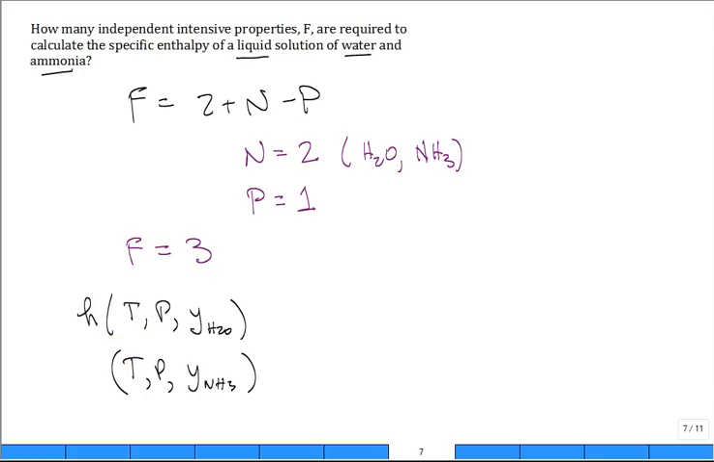It could be something like temperature, entropy, comma, mole fraction of H2O. Whatever the two independent properties, plus I need another property, which is the mole fraction, or most logically the mole fractions.